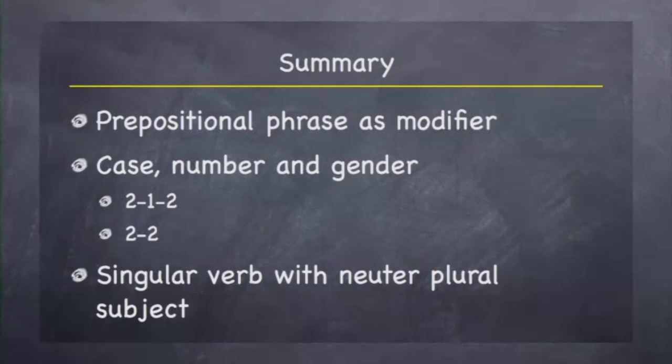We saw that adjectives have to agree with the nouns they modify in case, number, and gender. And for some adjectives, that means they're going to have three different forms. But there are some adjectives that are two-two, where the same Greek form is used, whether it's masculine or feminine. And finally, we saw that a singular verb can be used with a neuter plural subject.